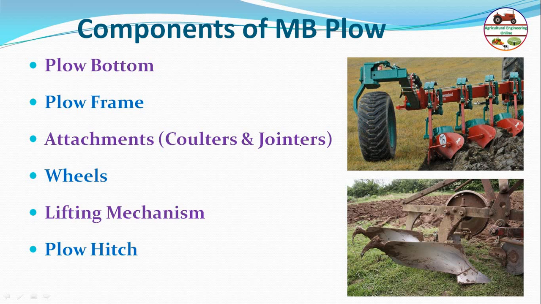There are different lifting mechanisms that we will discuss. Then the plow hitch, how it is hitched to the tractor, power tiller or bullocks. Hitching of the plow is very important, so this is one component of the mold plow. Then the depth adjusting mechanism: by using a depth gauge, a gauge wheel, or the tractor hydraulics to adjust the depth automatically. Then there are a few other adjustments we will see in this chapter.